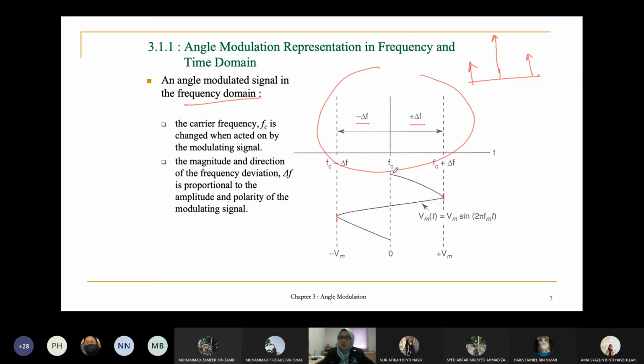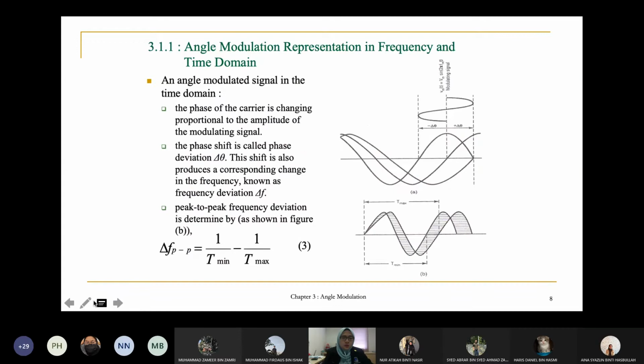So it means that if the amplitude of the modulating signal is increased, for example like this, then this upper side frequency will also be increased. Same for the lower side frequency. So this is what it means by the frequency of the carrier varying proportional to the amplitude of the modulating signal. Over here it is stated that the magnitude and direction of the frequency deviation is proportional to the amplitude of the modulating signal. So this is for frequency.